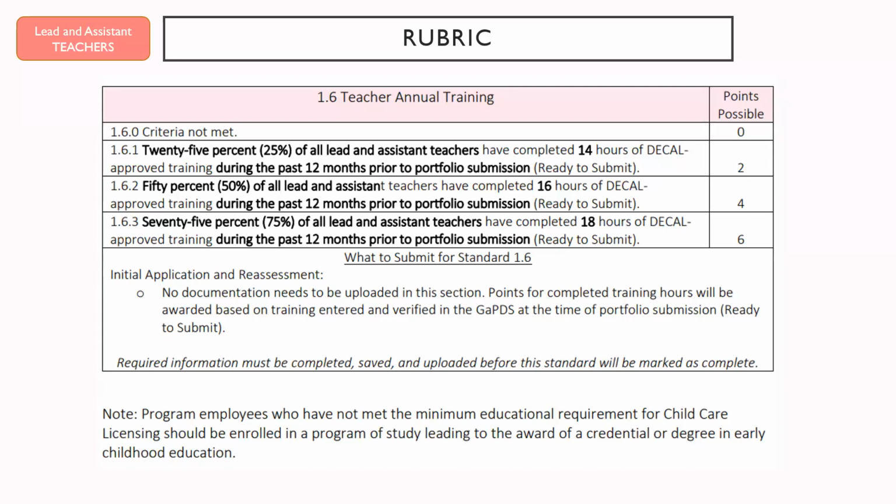50% of all lead and assistant teachers would need to complete 16 hours of Bright from the Start training during the past 12 months prior to portfolio submission to receive 4 points. And at the 6-point level, 75% of all lead and assistant teachers would have needed to complete 18 hours of Bright from the Start training 12 months prior to the portfolio submission date.